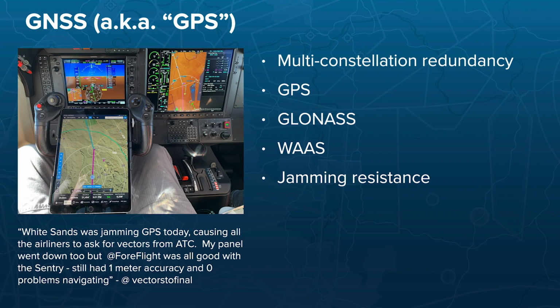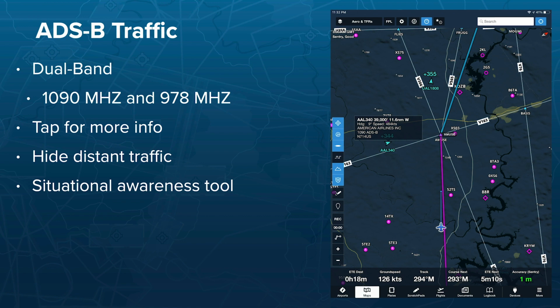Very much agree. Well, I think we've covered this pretty thoroughly. So let's go ahead and move on to the next topic, which is ADS-B traffic. Like I mentioned previously in the overview slide, one of the core features of both Sentry and Sentry Mini is dual band ADS-B traffic and weather. So we'll start with traffic.